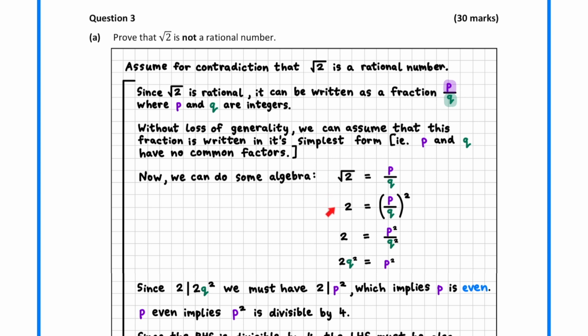Squaring both sides and rearranging tells us that 2q squared equals p squared. The left-hand side has a factor of 2 and hence is divisible by 2. It follows that the right-hand side must be divisible by 2 also. This implies that p is even.